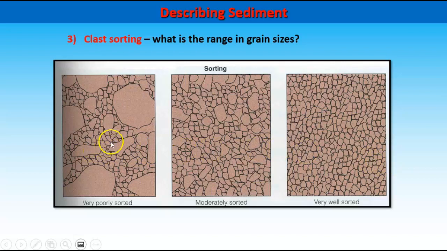And so all that means is that they all look the same size. If there's a bunch of different sizes, it's poorly sorted. If they're all the same, it's very well sorted. And another thing, distance from source should sort out these big pieces and break them down. So that's an indication of how far away these pieces moved. And there's some other indications there, but we'll go into that later if we need to.